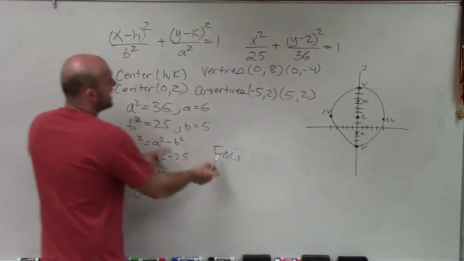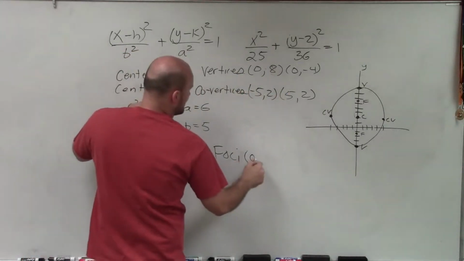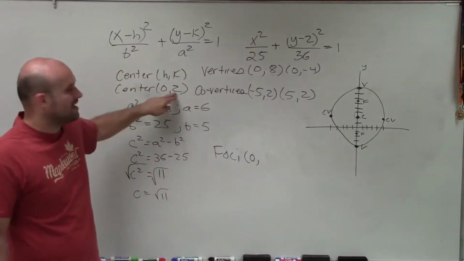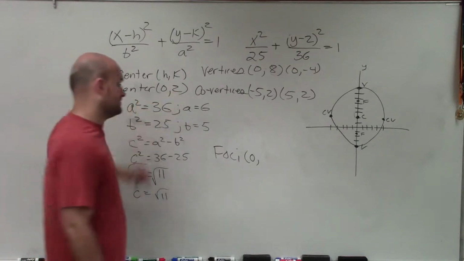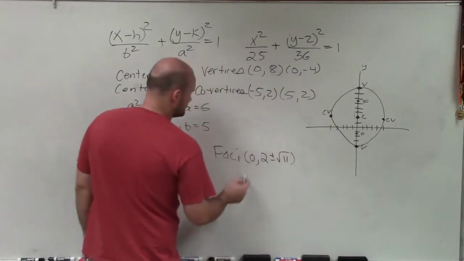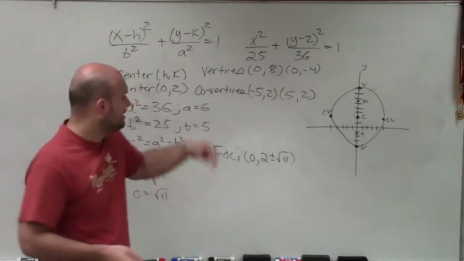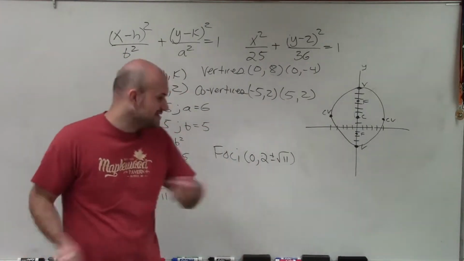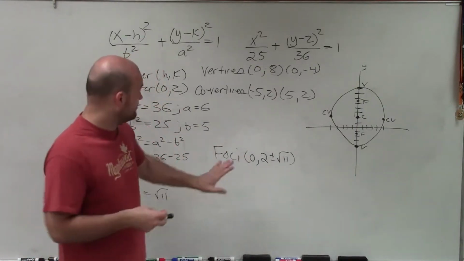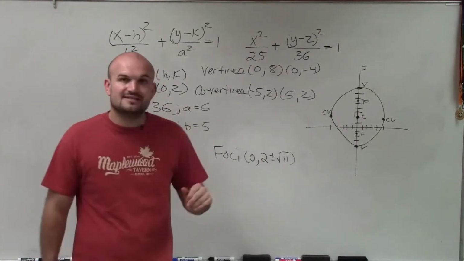The foci, remember, lie on the major axis with the vertices and the center. So it's going to be 0, comma. Now, all I'm doing is adding the square root of 11 to 2 and subtracting the square root of 11 from 2. So I can write that as 2 plus or minus the square root of 11. You can break that out into 0, 2 plus the square root of 11 and 0, 2 minus the square root of 11. But since the square root of 11 is an irrational number, we like to leave that in our answer. But there you go, ladies and gentlemen, that is how you graph the ellipse, as well as identify the vertices, co-vertices, and foci.